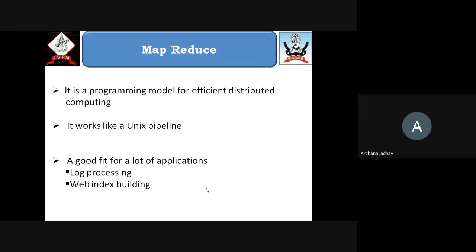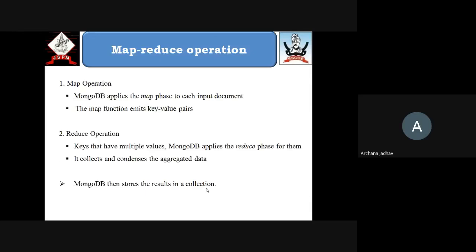It works like a Unix pipeline. MapReduce operations are useful for different applications like log processing and web index building. Now we will see which different operations we require to implement MapReduce. The first operation is the map operation.